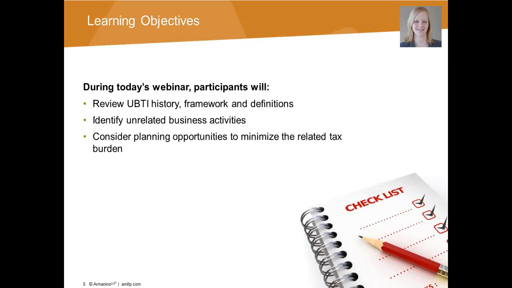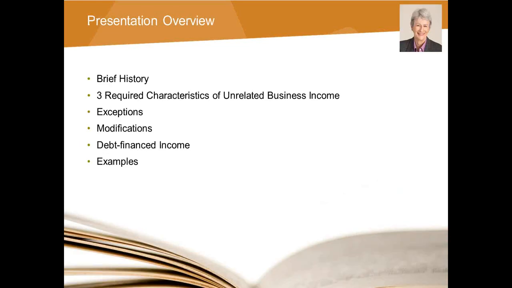And quickly, I'll go over the learning objectives for those of you who are looking for CE. So we will be reviewing today the UBTI history, framework, and definitions. We're going to be identifying unrelated business activities and running through some tangible examples. And we'll also be considering planning opportunities to minimize the related tax burden. And with that, I will turn it over to Lynn for a presentation overview.